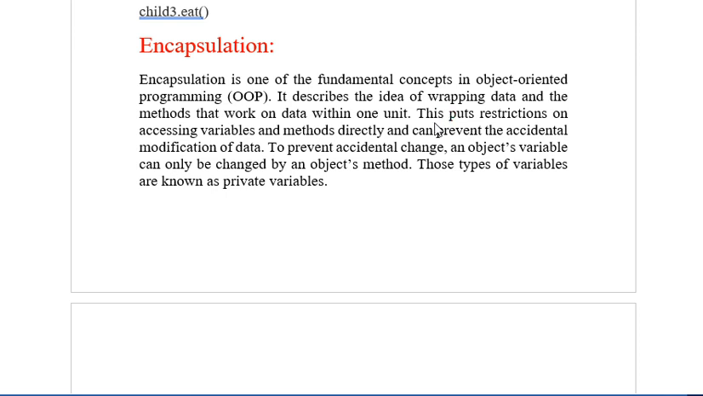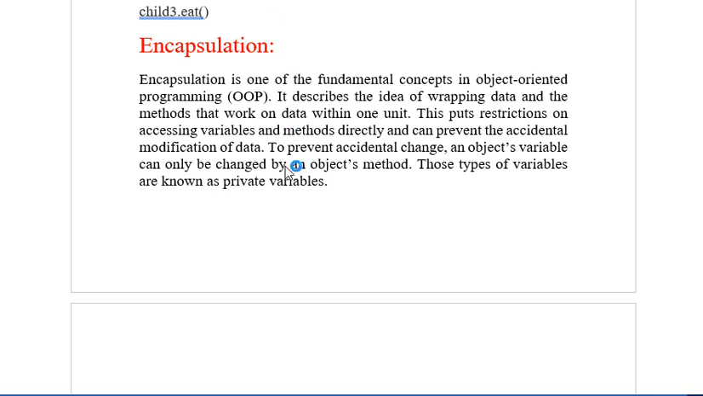Yeah, now this prevents direct access and can prevent accidental modifications of data. To prevent accidental change, an object's variable can only be changed by an object's method. Those types of variables are known as private variables. So before going further, you have to understand these access modifiers, which are public, private and protected, what they are and how to use them practically, so that you can understand this encapsulation more clearly.